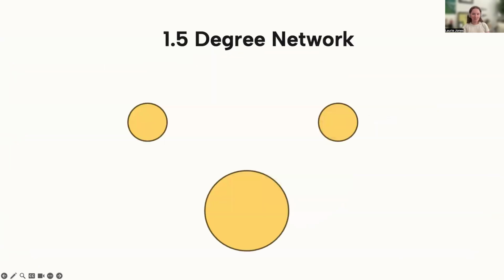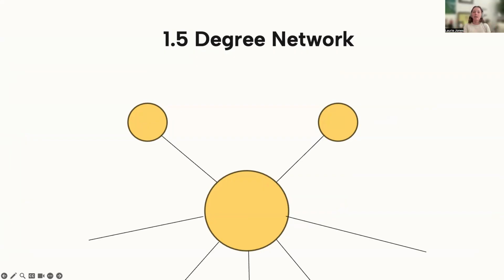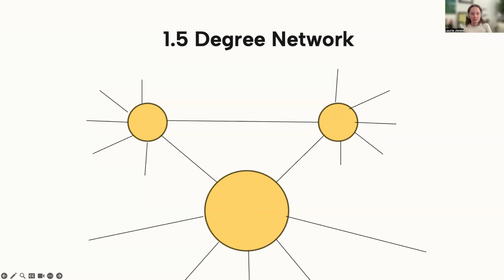A 1.5 degree network is when a certain article has various properties. So, for example, perhaps they share an editor with a bunch of other nodes. These nodes then have other nodes that they also share an editor with that are unrelated to the article that we really care about. But they might share an additional editor between them. So not only do they share an editor with the Arab Spring article, but they share an editor together.